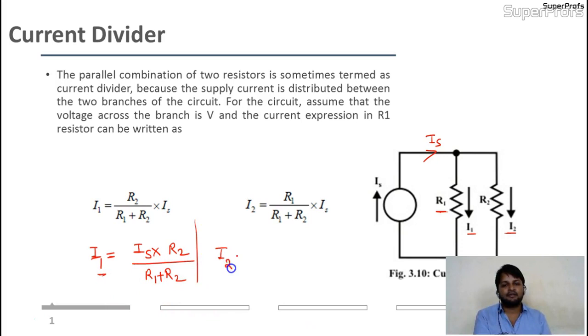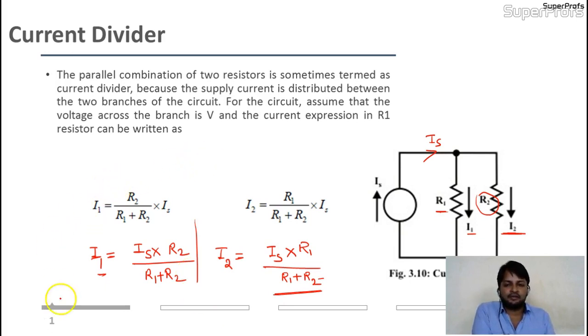Suppose you are going to calculate the value of I2. I2 is the current flowing in R2. So, you'll take the source current. You'll multiply this source current not by R2, but the opposite branch resistance, meaning R1, divided by the summation R1 plus R2, like this. Is it okay? This is the current division rule. Okay.